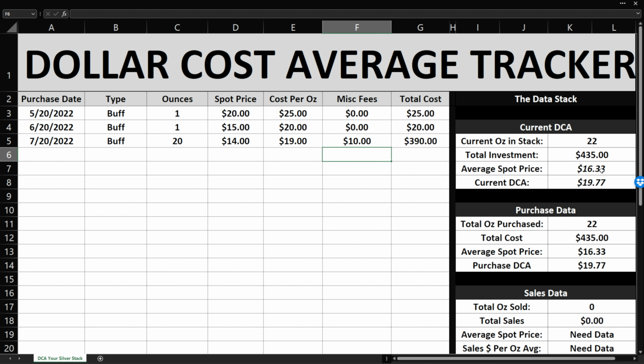We have our average spot price. This doesn't really matter, but if you want to reference what spot price on average was versus what your current DCA is, you can subtract those two numbers and see what your average premium was as well. And then maybe in an updated version of the spreadsheet, I will put your average premium on another line. That might be something people would like to see. But as you can see, your average spot price for your dollar cost averaging was $16.33 with the current DCA of $19.77. In other words, you have $19.77 per ounce invested into your silver.